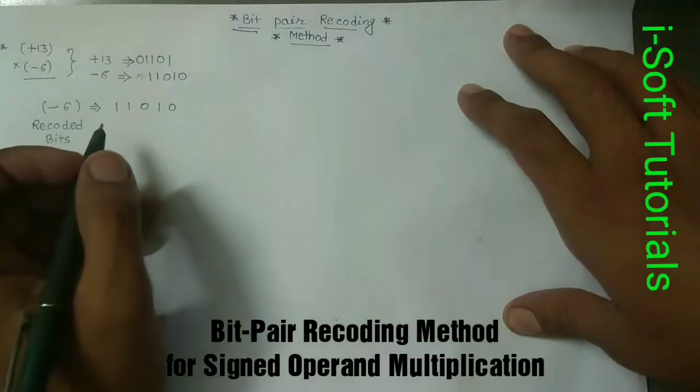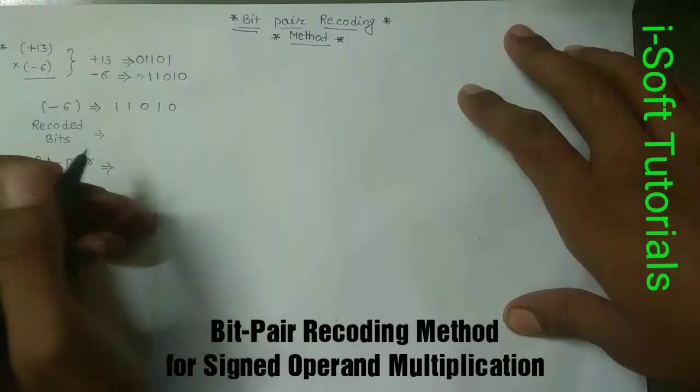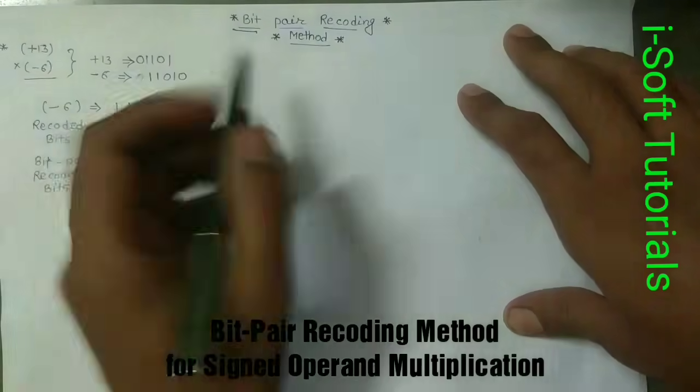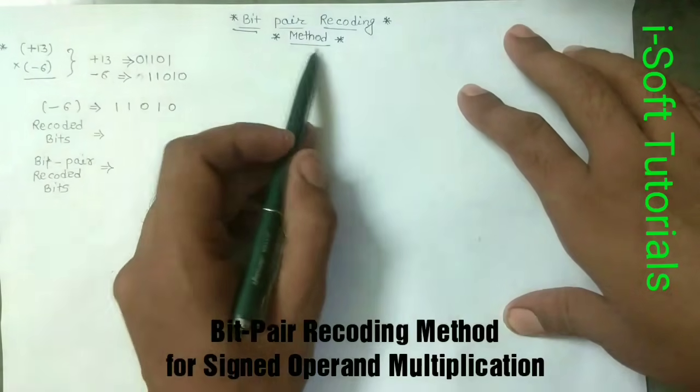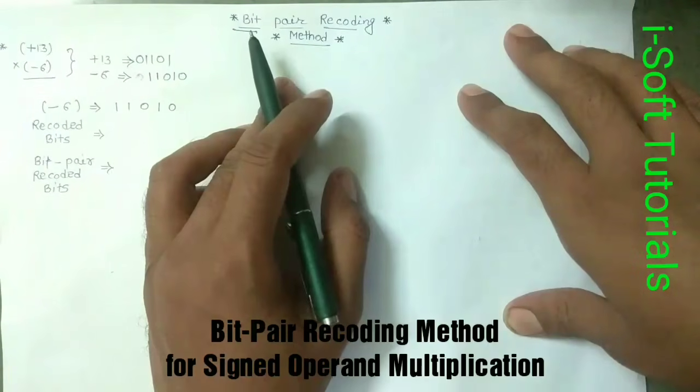In our previous video, we have discussed about Booth algorithm for signed operand multiplication. The next method that we are going to discuss is bit pair recoding method for signed operand multiplication.